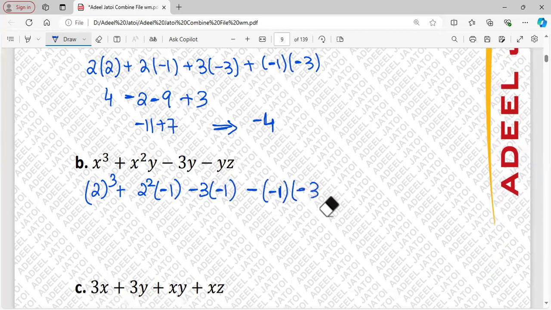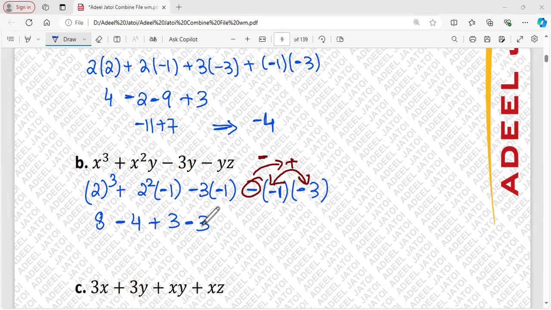In part B, we write down 2 cube plus 2 square, -1, -3, -1, -1 and -3. These will be the values written down. So this will be 8. 2 square is 4, but -1. So 4 -1 will be -4. This should be +3. And this should be -3. Because if you just see negative, negative is positive. But negative, positive will be what? Negative again. So this thing will be cancelled out. +3, -3 is cancelled. So 8 minus 4 is what? 4 will be your answer in part B.